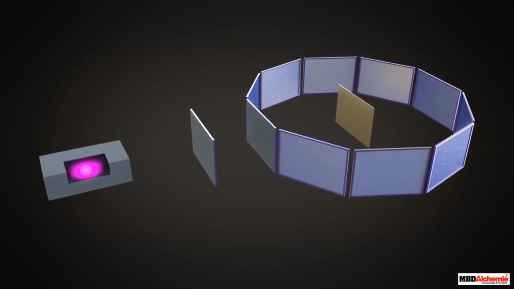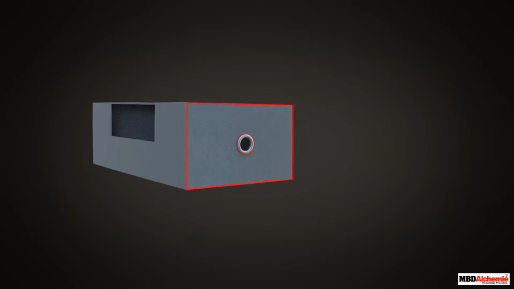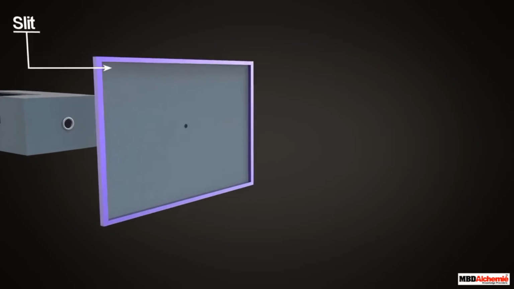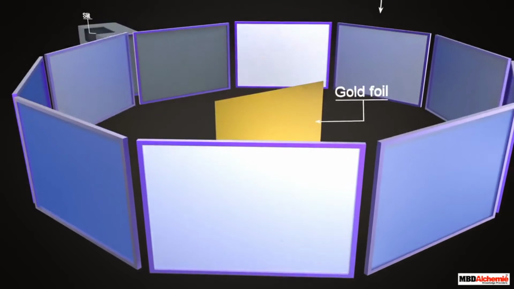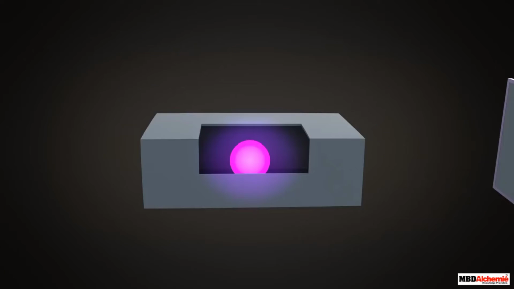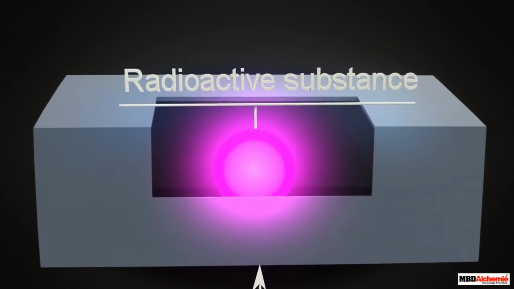The setup of experiment consists of a thick lead box with a hole on one of its walls, a slit, a thin gold foil, and a rotating detector at the end. Inside the lead box, a radioactive substance rich in alpha particle was kept. Now let us see the experiment.